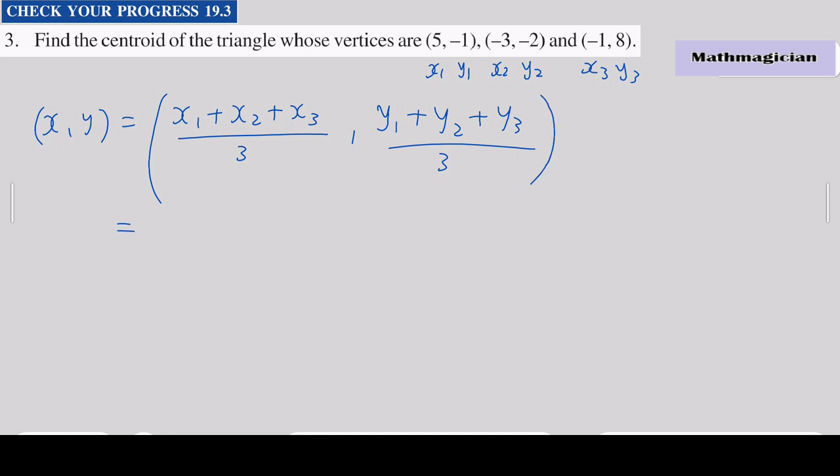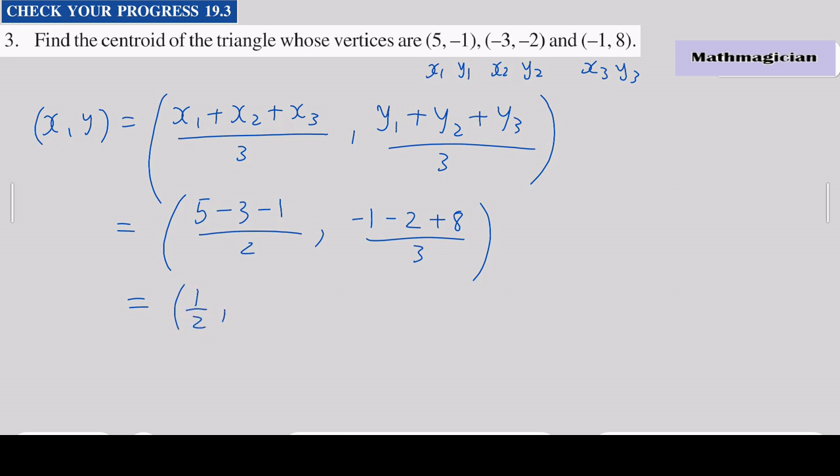Let's substitute the values. x1 is 5, x2 is minus 3, so plus minus minus 3, x3 is minus 1, so plus minus minus 1 upon 3. y1 is negative 1, y2 is negative 2, so plus minus minus 2, y3 is 8, so plus 8 upon 3. 5 minus 3 minus 1, so that is 5 minus 4, it is 1, 1 upon 3. Minus 1 minus 2 gives minus 3, minus 3 plus 8, that is plus 5 upon 3.